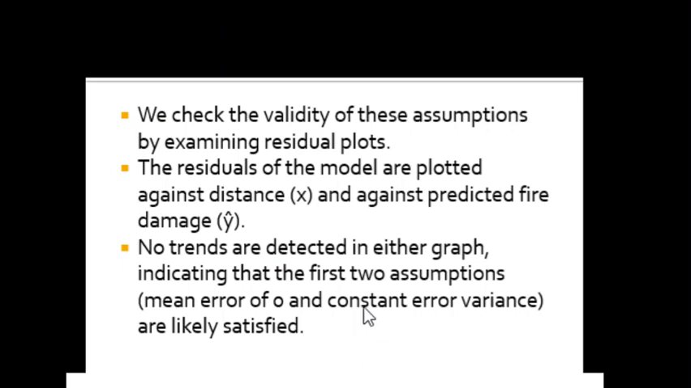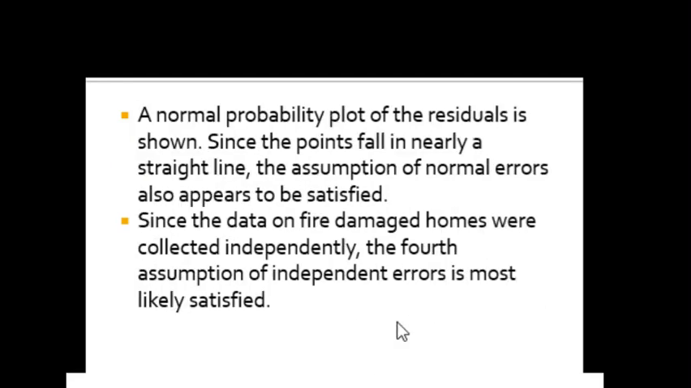Okay, so here's the summary of the residual analysis. The residual plot shows no trends are detected on either graph. So the first and second assumptions are satisfied: mean error is 0, constant error variance. In the QQ plot, the points fall in a straight line, so the assumption of normal errors is also satisfied.